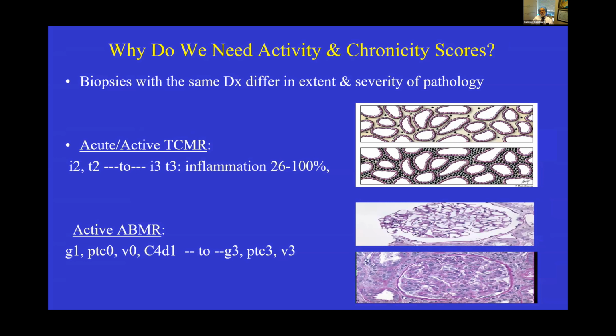So when we have the BANF lesion scores, why do we need activity and chronicity scores? I think the most important reason is that biopsies with the same diagnosis can differ in extent and severity of pathology. For example, acute and active TCMR can have scores varying from i2t2 to i3t3, which means that the inflammation in the biopsy can vary from 26% to 100%, as you can see in that picture here. Similarly, active ABMR scores can vary from g1 ptc0 v0 to g3 ptc3 v3.